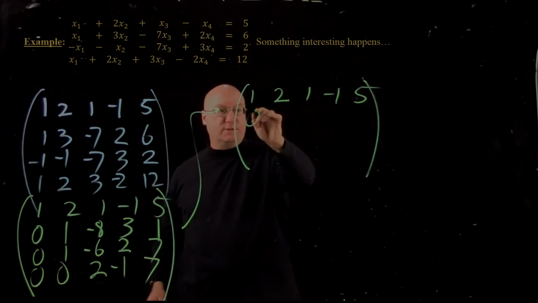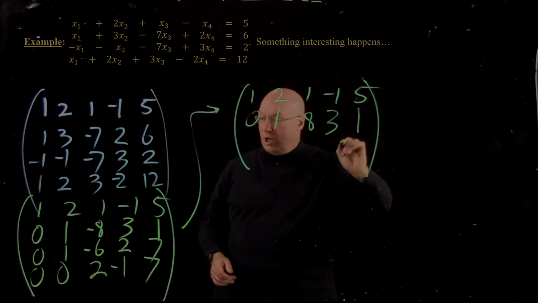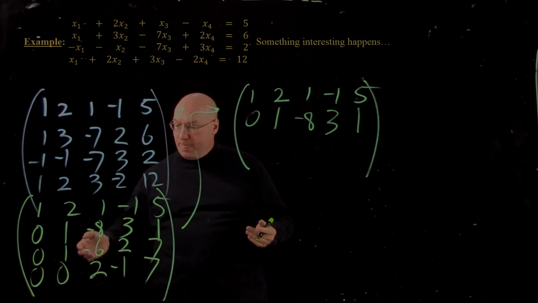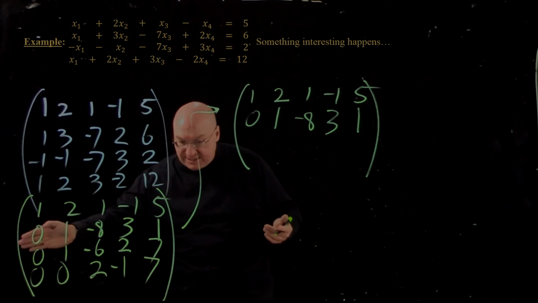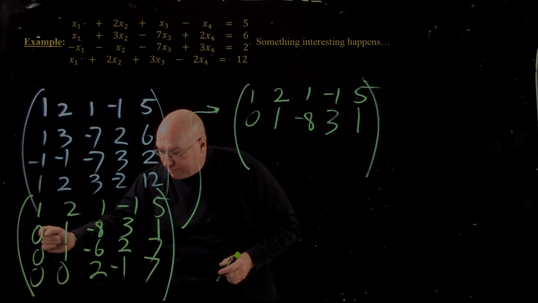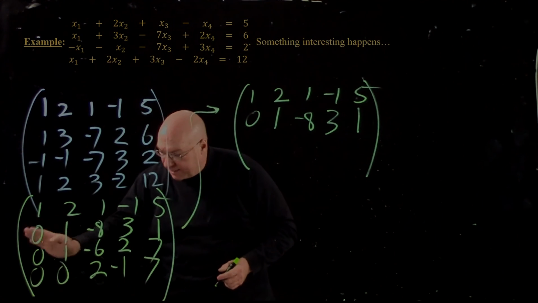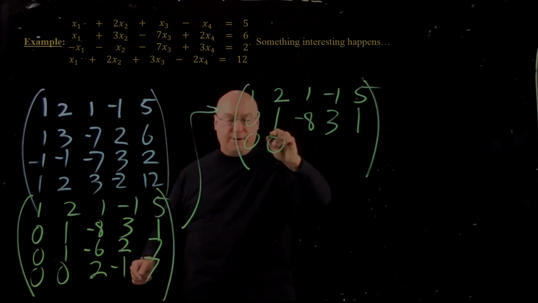Second row stays the same. 0, 1, negative 8, 3, 1. Third row, I'm going to take negative 1 times that and add it down. So I'm going to get 0. The nice thing about this, of course, is I don't mess up that 0, right? Because what I'm multiplying by, the negative 1, is 0 here. When I add it, it doesn't change it. So that stays 0. And now I get a 0 there.